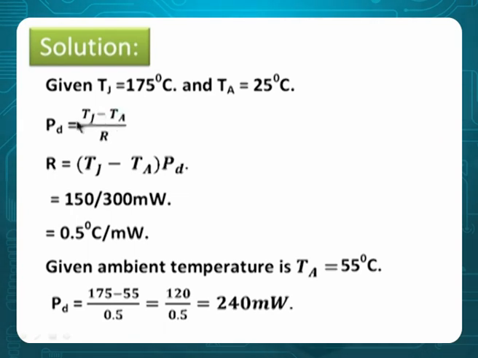R is Tj minus Ta by PD, here 175 minus 25 by PD. PD is given as 300. So 175 minus 25 is 150. 150 by 300 is 0.5 degrees Celsius per milliwatt. What I am trying to say, this is the thermal resistance, and thermal resistance is fixed for a given device. They don't change it. Therefore, I am going to use this value once again here. So for the new power dissipation, 175 minus 55 by 0.5. So 120 by 0.5, 240 milliwatts. So this is what is happening here.